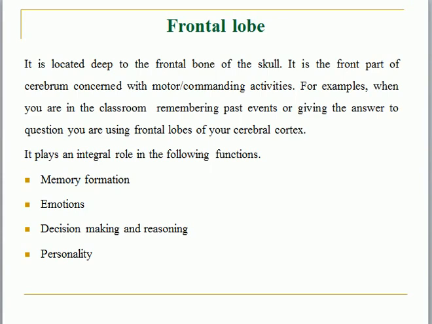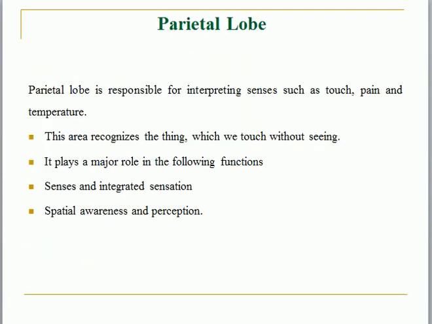So that is why if somebody is having problems in memory formation, emotional problems, cannot make a decision, or if somebody's personality is not good, it means that the frontal lobe of their brain has been affected. So their behavior is definitely affected. Second is the parietal lobe, which is nearly the middle of the brain. The parietal lobe is responsible for interpreting and analyzing senses such as touch, pain, and temperature.